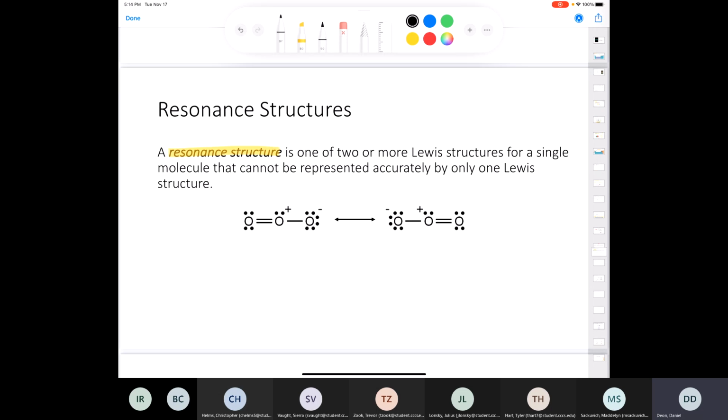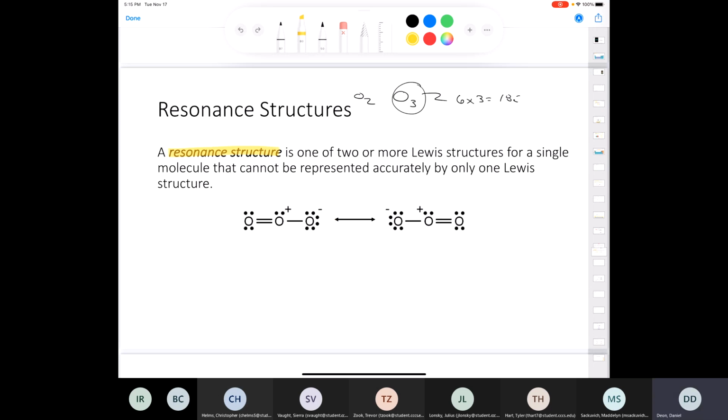If you think of the molecule ozone, so ozone is O3. You know that oxygen, diatomic oxygen, is O2. So that's just molecular oxygen. But ozone has a total of 6 × 3, which is 18 valence electrons. If you draw a Lewis structure for ozone, it might end up looking something like this. And there's nothing wrong with this Lewis structure. This is a perfectly great Lewis structure.